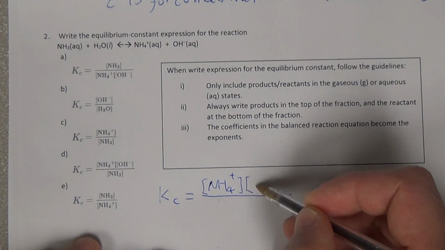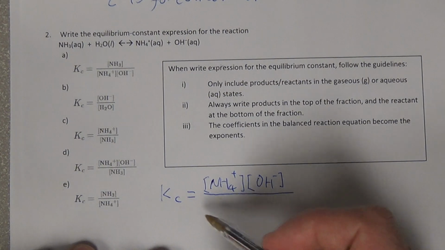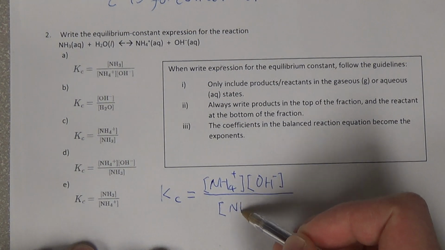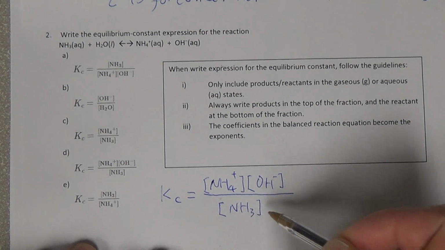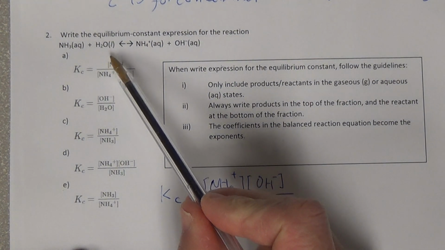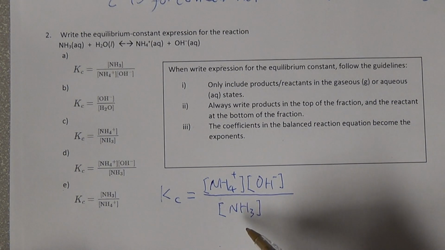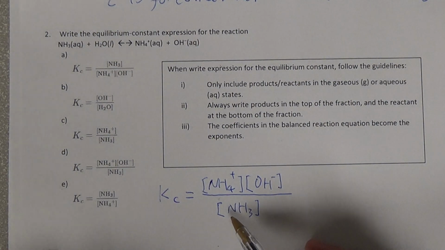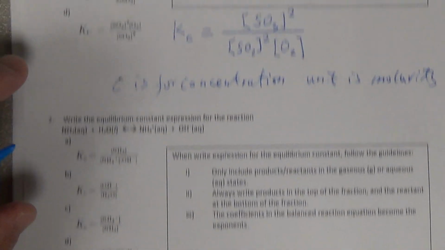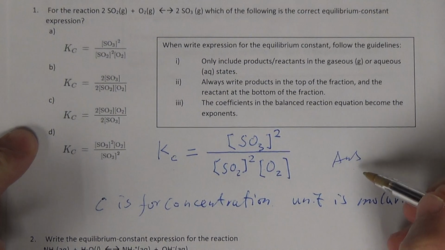The second product is hydroxide OH negative, and similar. Then for the reactants, we have 2 reactants. One reactant is ammonia NH3, which is in the aqueous state, so we put it here. The H2O liquid we will not put here. So this is the final answer, and you can see the answer should match D. And by the way, the answer for the first question matches A.